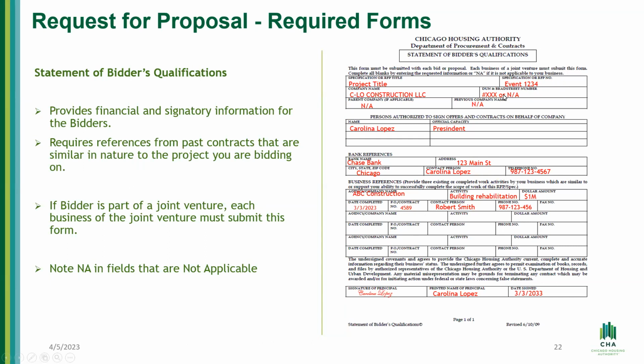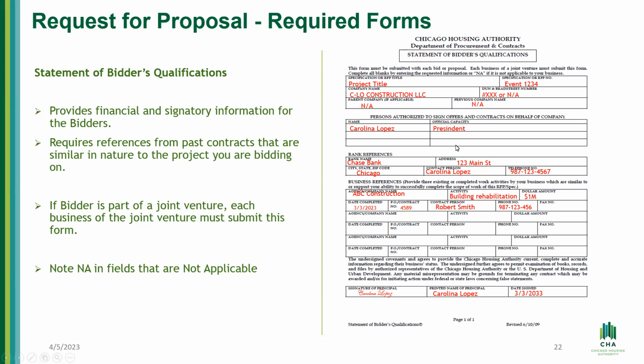Company name, Dun and Bradstreet number. If you have the number, you have to submit it here, or NA if you don't have it. Parent company, if applicable. Previous company name, if you were doing business under another name, enter that name here, or if not, NA.